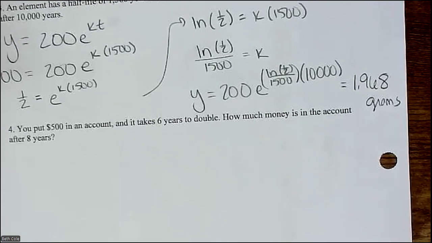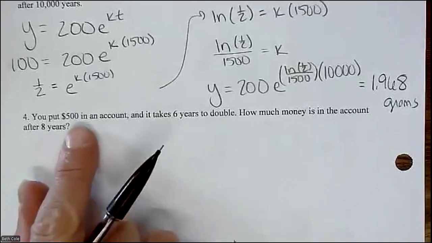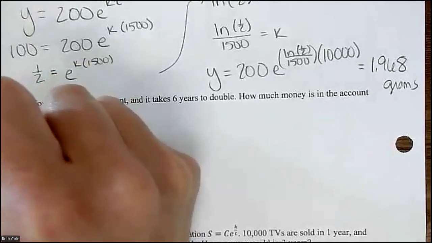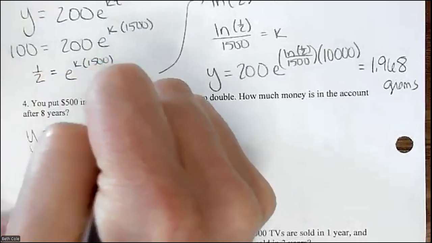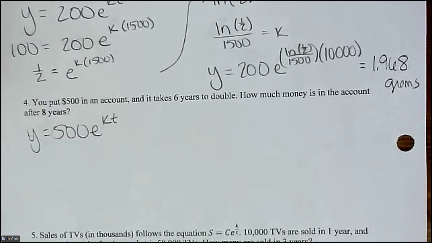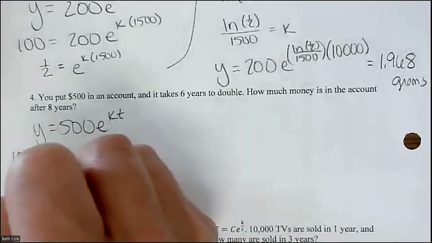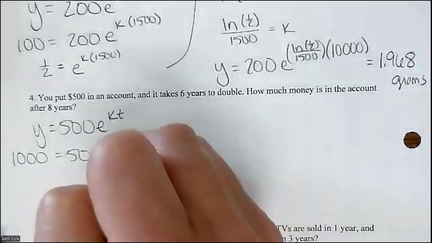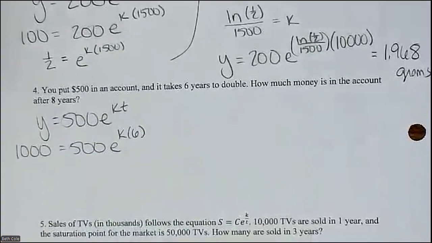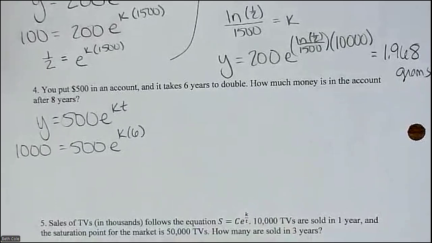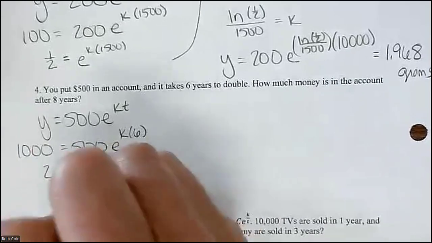All right. Money. You put $500 in an account. All right, so that's what you start with. It's going to look like this. It takes 6 years to double. If you started with $500 and it doubled, you now have 1,000, and then the time is 6 years. When you divide over the 500, guess what you get? 2, because we doubled it.